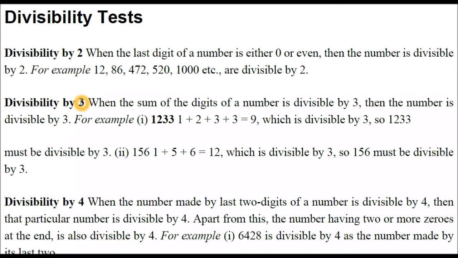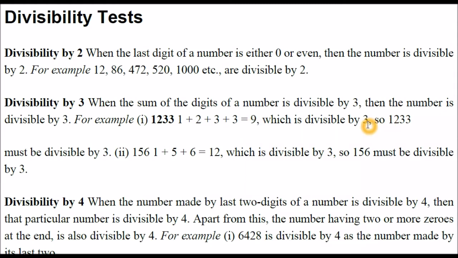Now, divisibility by 3. What is the rule here? When the sum of the digits of a number is divisible by 3, then the number is divisible by 3. For example, the given number is 1233. There are 4 digits, 1, 2, 3, 3. So, the sum of the digits is 1 plus 2 plus 3 plus 3, that is 9. 9 is divisible by 3. 3 3s are 9, remainder is 0.